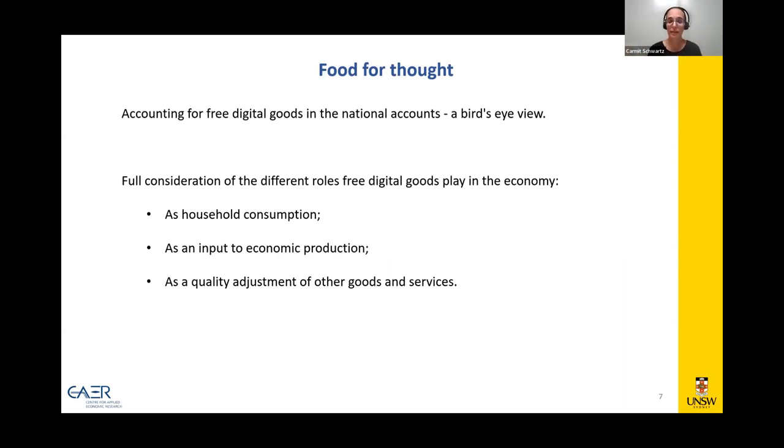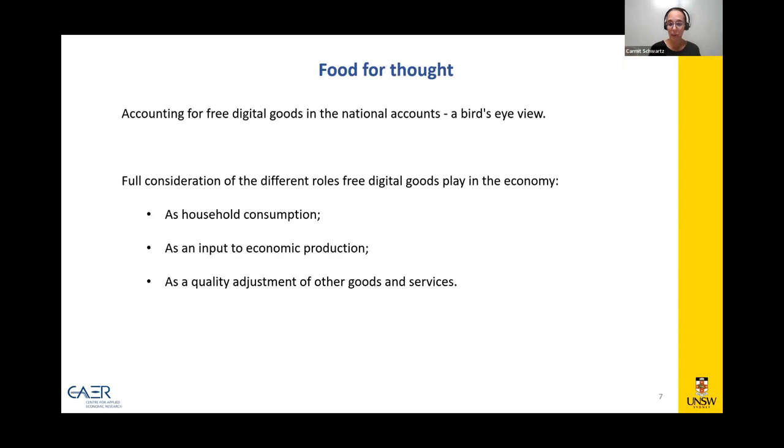The first is household consumption, and this is the focus of John's paper and the other studies that he mentioned in his presentation. The second role that free digital goods can play is as an input to economic production. So for example, Google Maps can be an input in production for taxi and Uber drivers, so in transport services. Most likely this will be in the form of capital input, and if this is going to be in the form of capital input, this requires a different treatment to the one used in the context of household consumption.